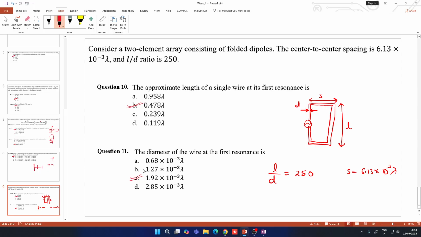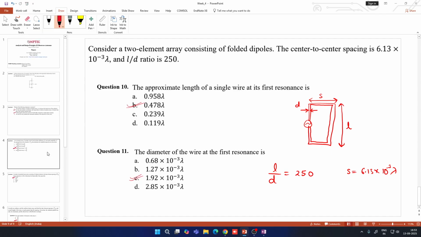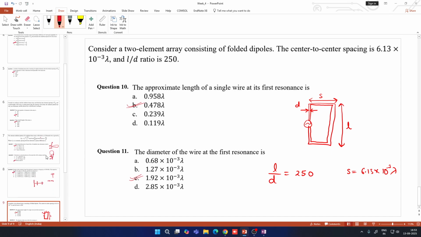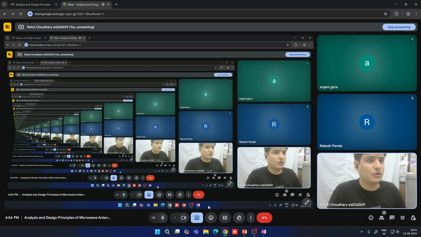So I hope this is clear. If you have any doubt in the formulas, please refer to the textbook for this question, because there you will understand better how the formulas came about. Or you can refer to the lecture notes also. I hope this is clear. If you have any doubt in the questions that we solved today, please let me know.